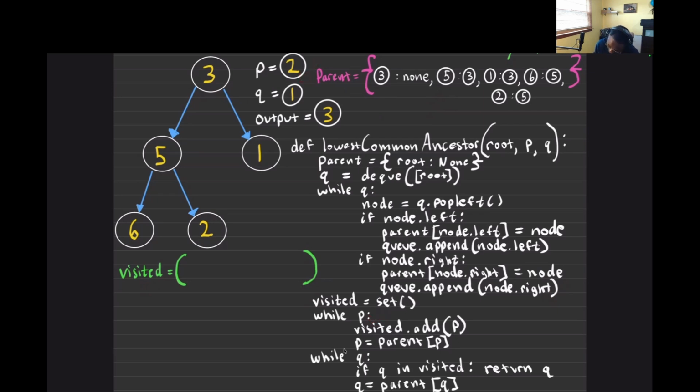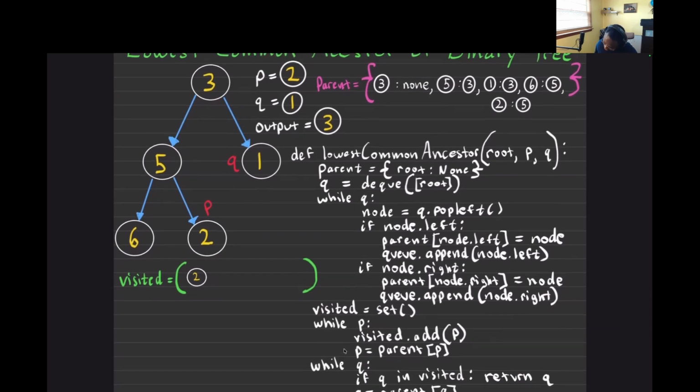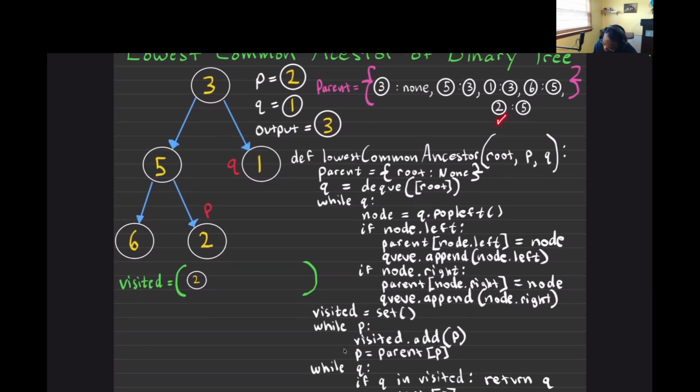So we're going to add this here, and I could also label them. Remember, this is p and this is q. So while p, visited.add(p), so I added it. Now I say p is equal to parent of p. So what is the value of this key 2? Oh, it's 5, just like how we see it here.